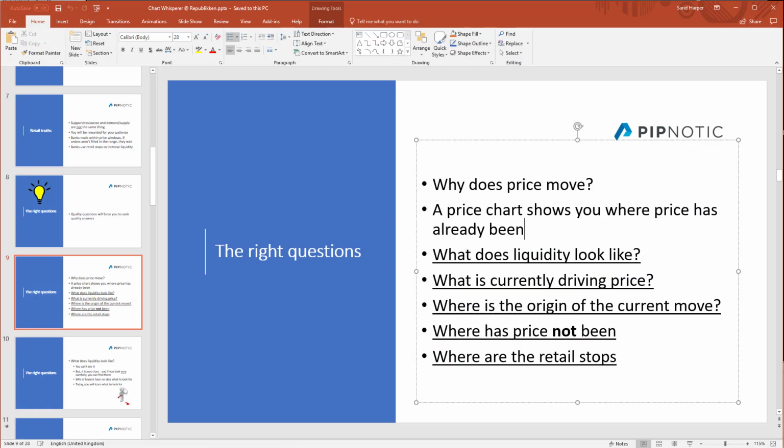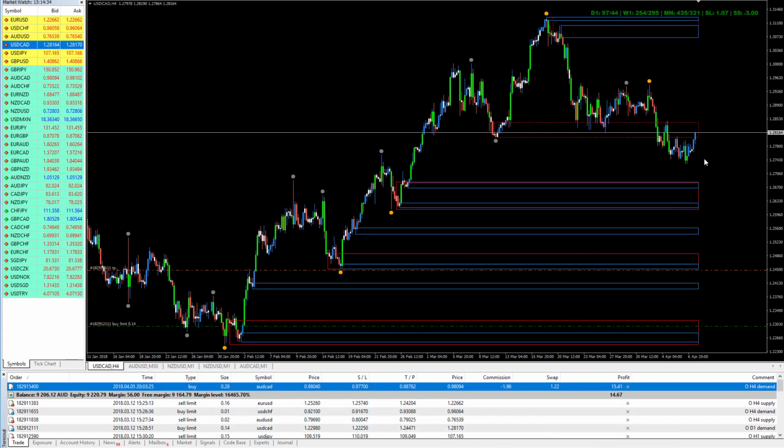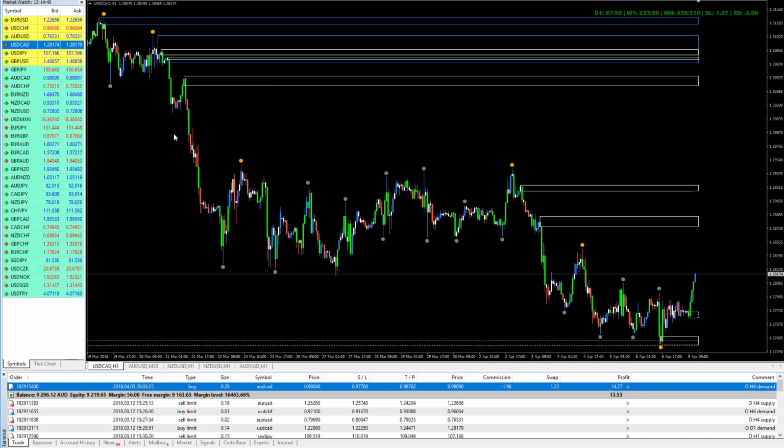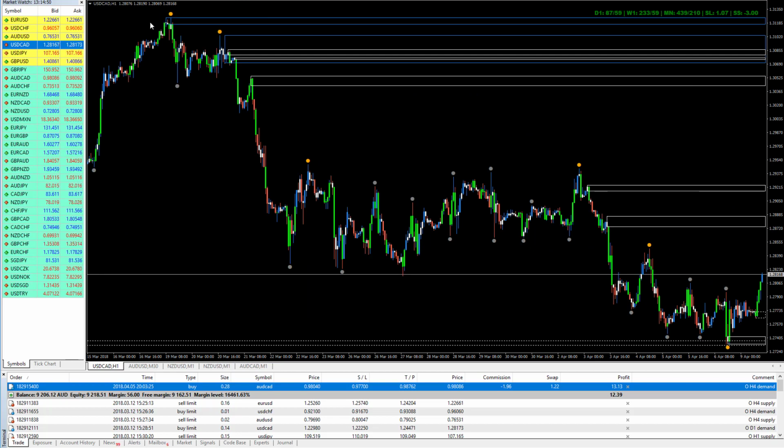As a matter of fact, let's go back to the slides quick. Where has price not been? Well, we kind of answered that if we look at this. Okay, price, let's go to the smaller time frames. Price is moving down. This is the high, this is the origin of this move. Okay, super important. This is the origin of this move. Very important. So you focus on the origin. This is the beginning of the sell zone.